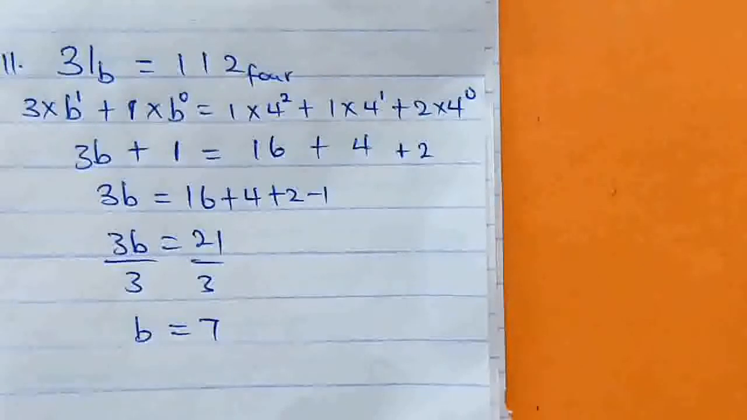That means that if we say 3 times 7, we will have 21. 21 + 1 will give us 22. And if you convert it to base 4, it will give us 112 in base 4. I know this is very, very simple.